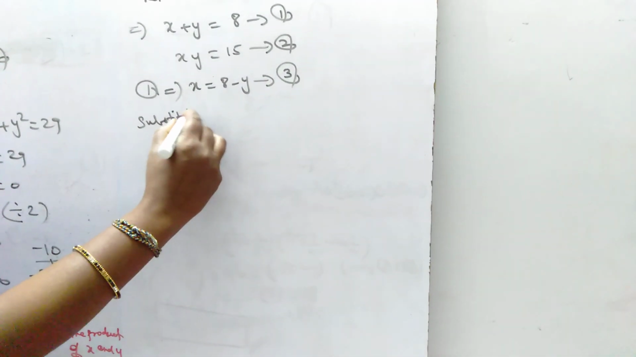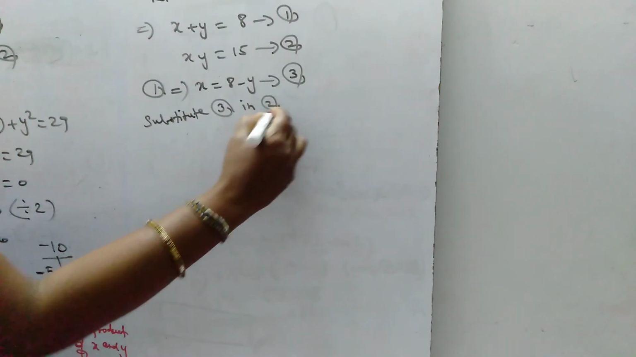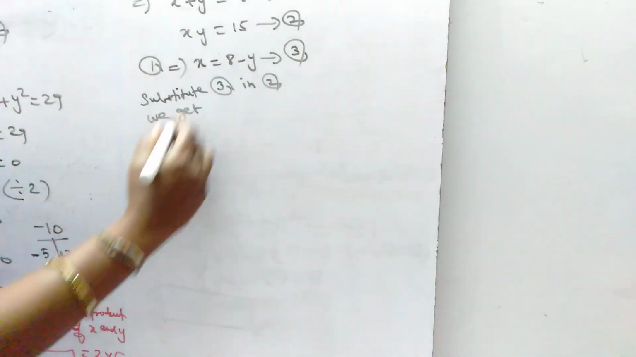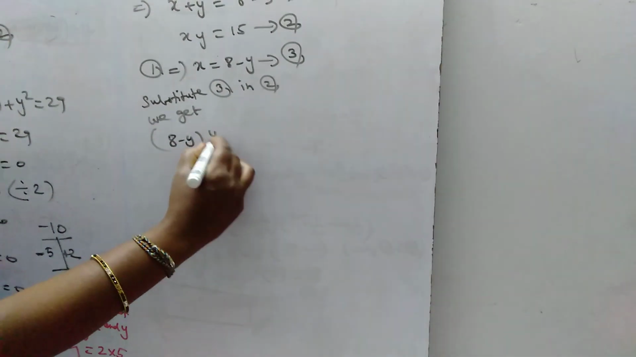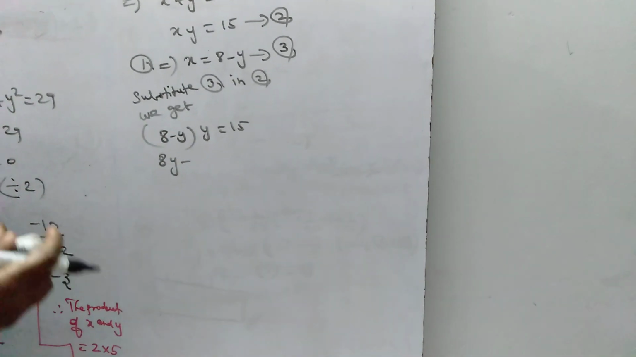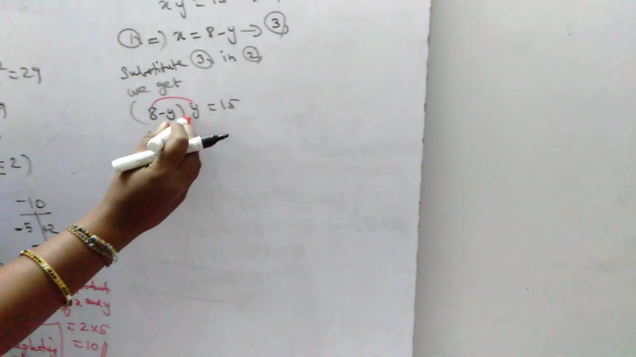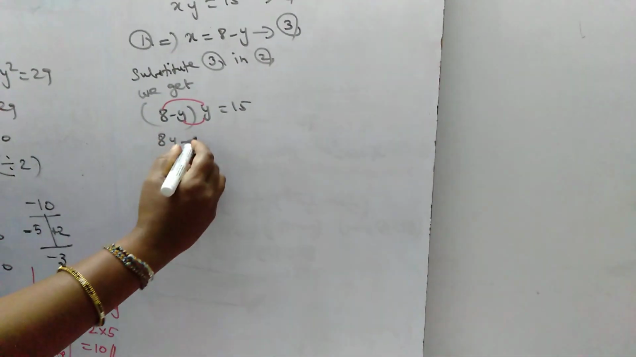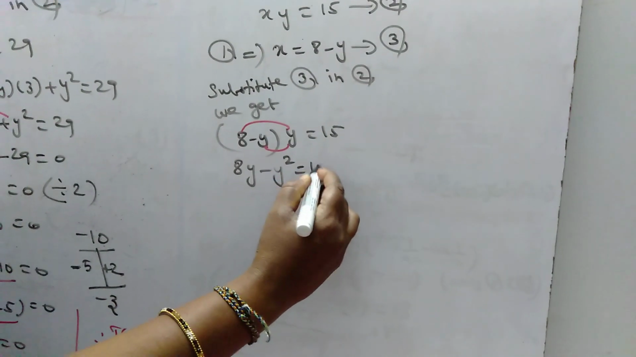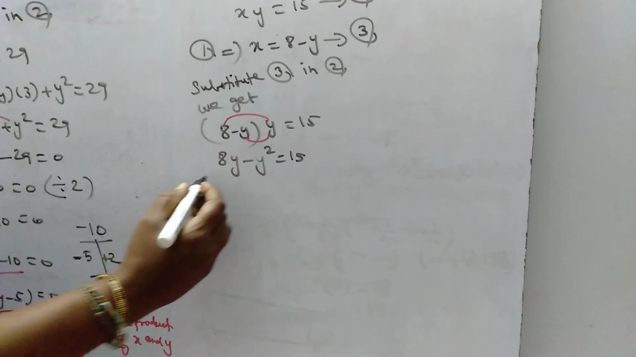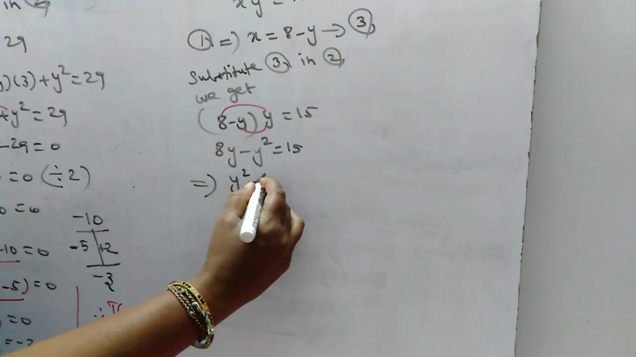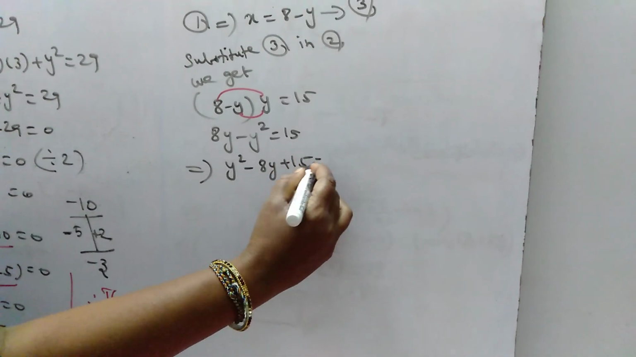Substitute 3 into 2. What do we get? In the place of x, if we substitute 8 minus y, then into y equals 15, multiply this, you will be getting 8y minus y square equals 15. So bring everything to that side, it will become y square minus 8y plus 15 equals 0.